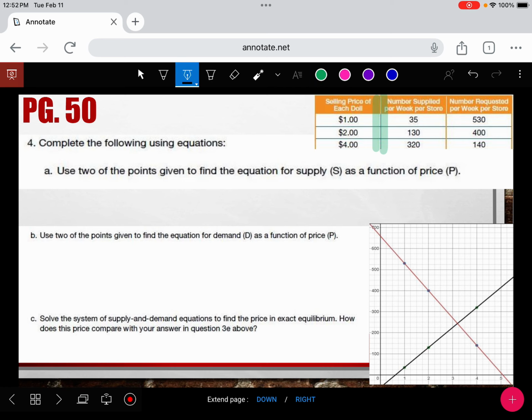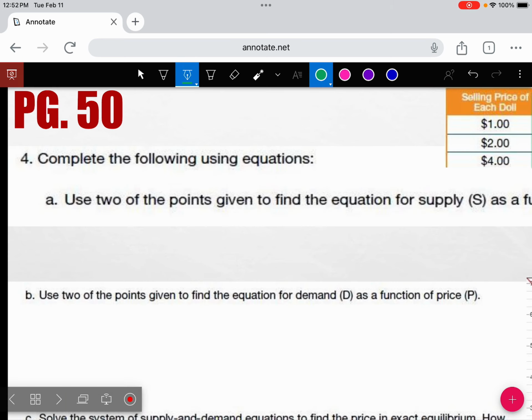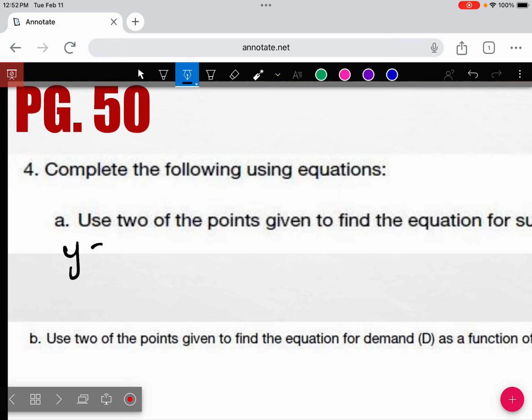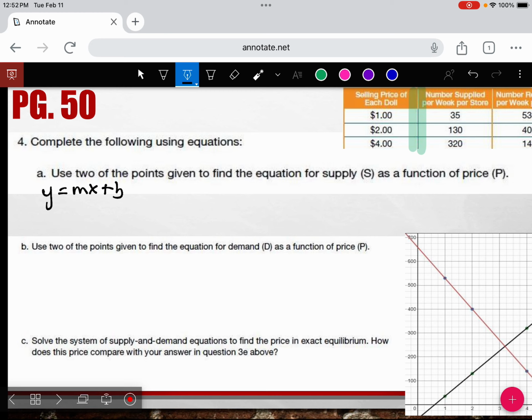So to write our equation for that supply line that we drew yesterday, we like to usually write our equations like that: y equals mx plus b, where m is our slope and b is our intercept.